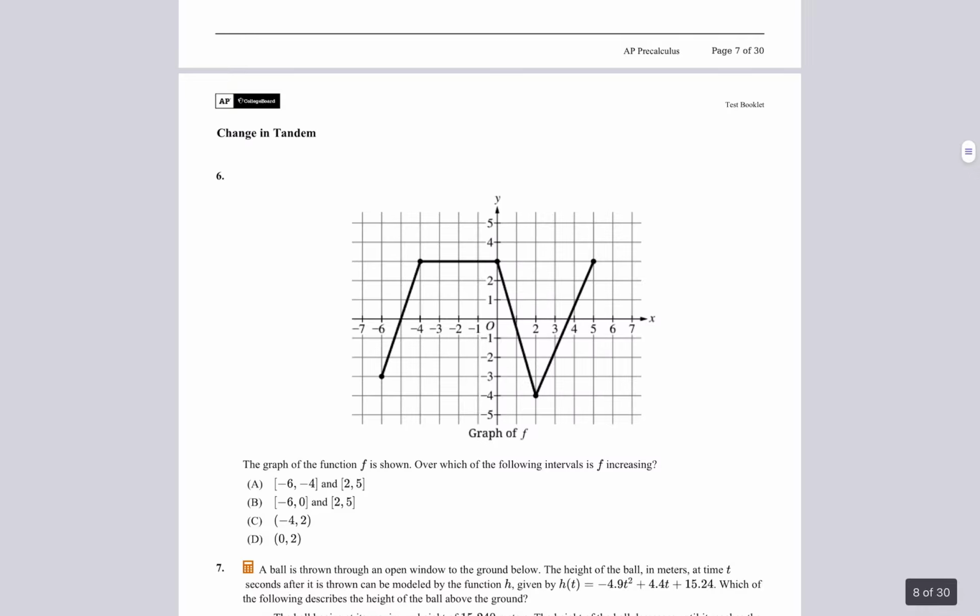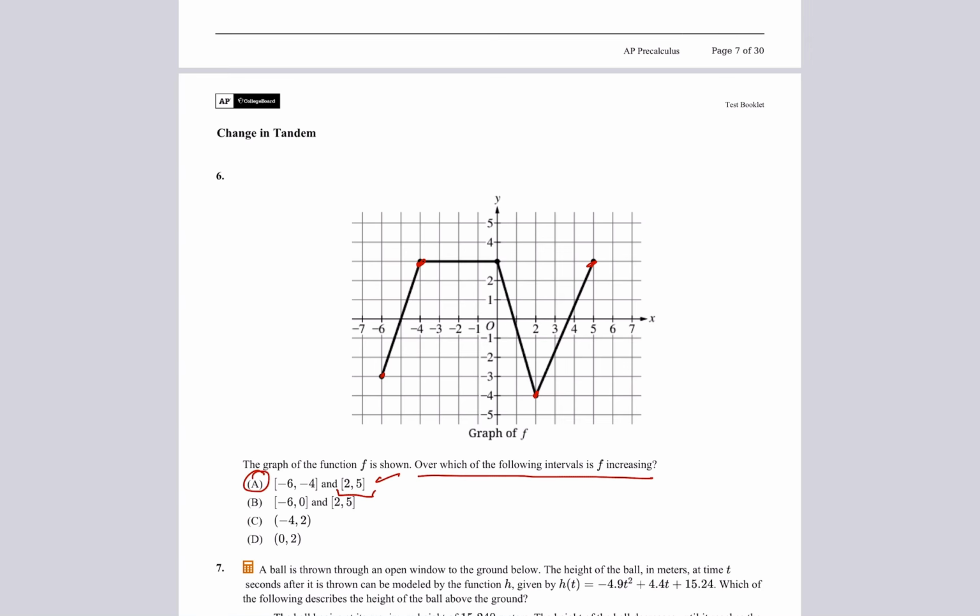Okay, moving on to question number 6. The graph of the function f is shown. Over which of the following intervals is f increasing? Well, it is increasing from -6 to -4. And what about the second part of option A? From 2 to 5. So yeah, that's it.